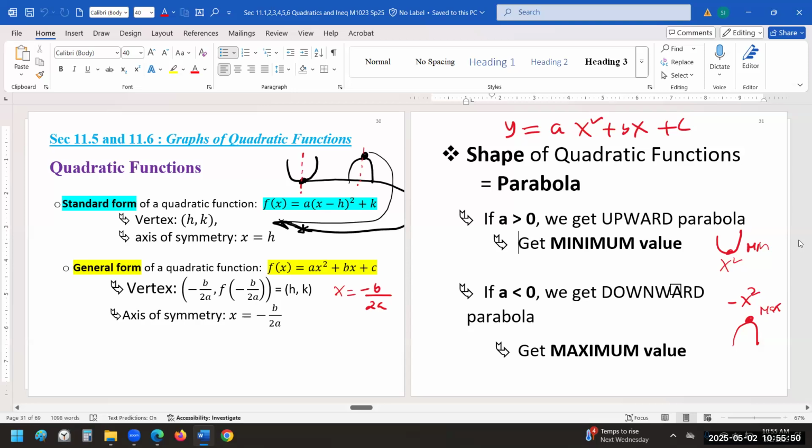We have a formula for the x value. Unfortunately, we do not have a formula for the y value. So once you get the x value by replacing a and b, we replace that into the function to get the y value, and we get the vertex.